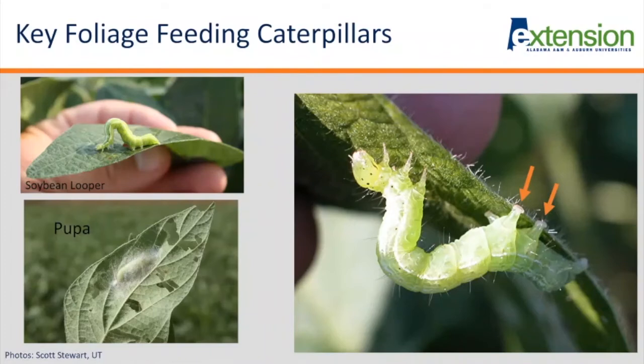One interesting thing about soybean loopers is they actually pupate on the leaf. So you see an image here of the pupa, kind of the silk spun around it, but the pupa is actually up on the leaf instead of down in the soil like most of our caterpillar pests.